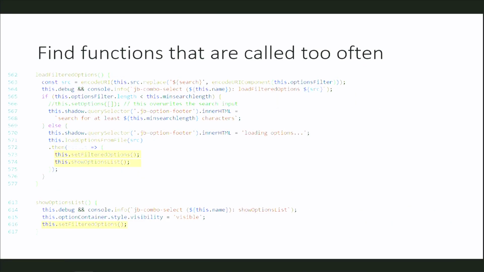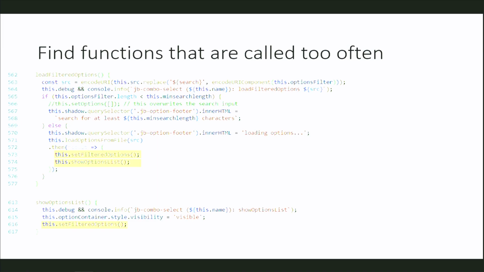Good. So here's an example of the code where a function is called too often. We have a method load filtered options. And then here, line 573, it calls set filter options and show options list. But in show options list, line 616, it calls set filtered options again. And that calls other functions, and those functions call other functions. So this is one place where it became slow.